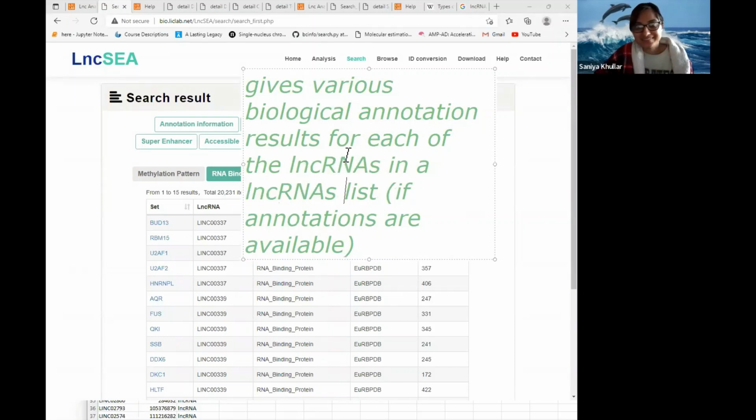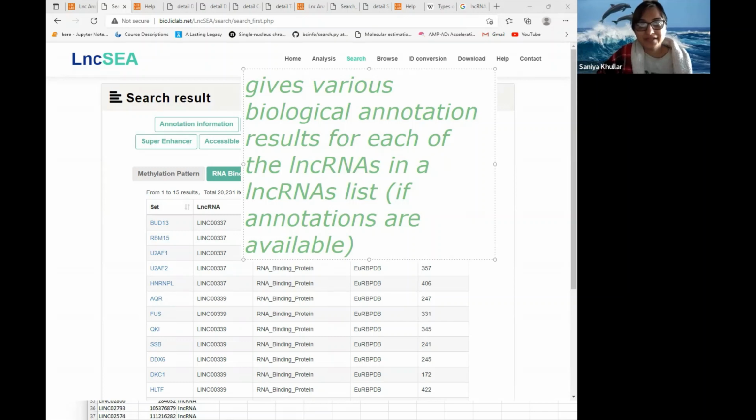Sorry, it's just a little out of habit for me. I usually do a lot of gene enrichment, but basically, sorry, I've been messing up and saying this a lot, but basically it gives the various biological annotation results for each of the lncRNAs in a lncRNA list, if annotations are available.